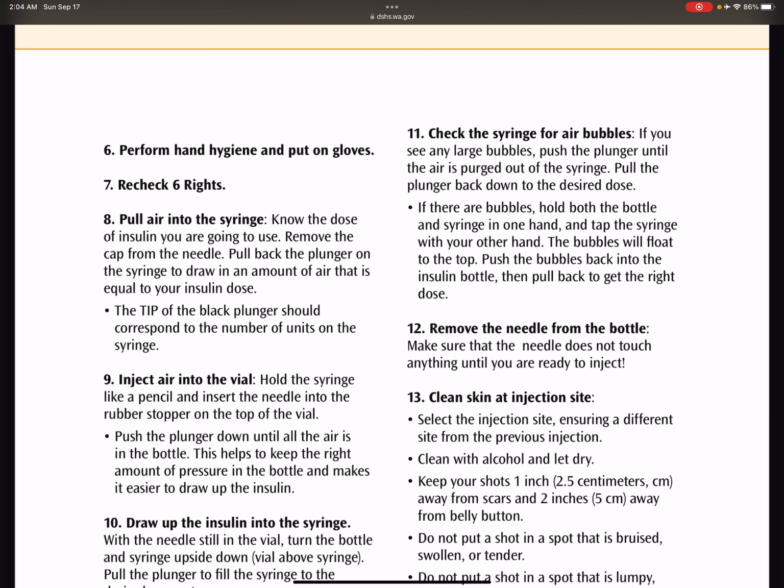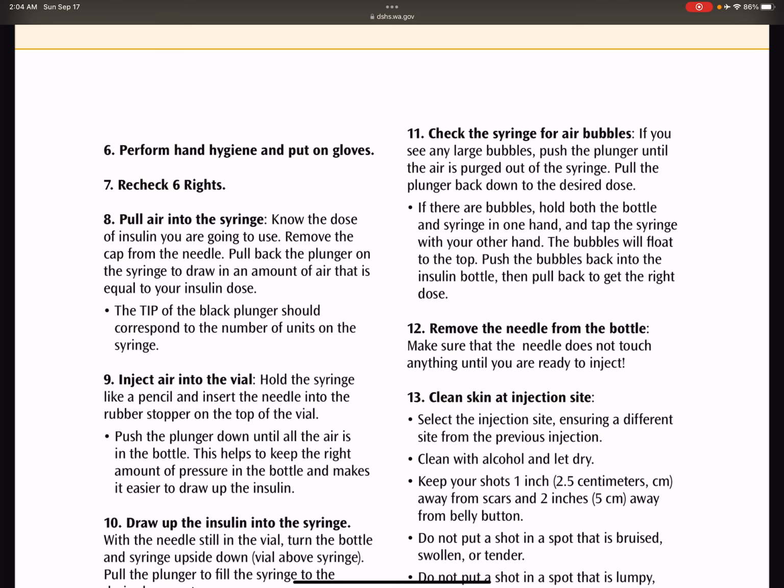The next step is to draw air into the syringe. Know the dose of insulin you are going to use. Remove the cap from the needle. Pull back the plunger on the syringe to draw an amount of air equal to your insulin dose. You draw the air first, and then you inject the air into the vial.